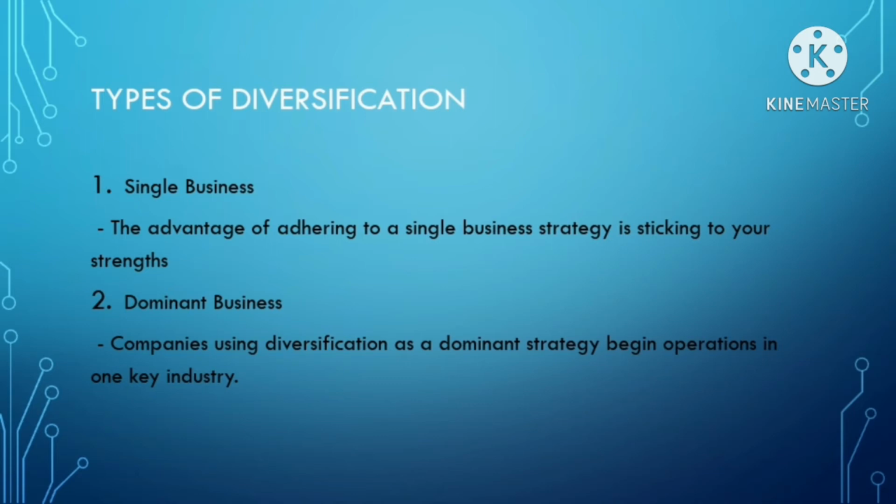A single business operates in a single industry, whereas a multiple business organization operates across industries with products or services in two or more. So the next type of diversification is a dominant business. It is companies using diversification as a dominant strategy. They begin operation in one key industry and then expand the firm by purchasing businesses or creating new firms. The additional firms, while not directly involved in the key industry, typically provide goods and services that enhance the original industry.